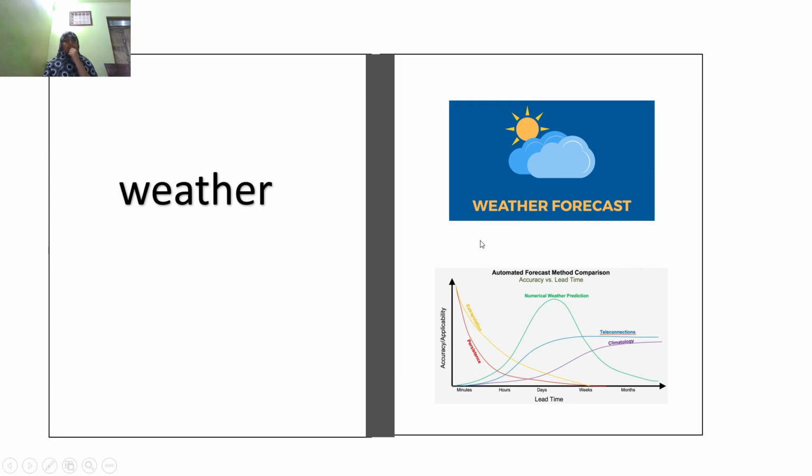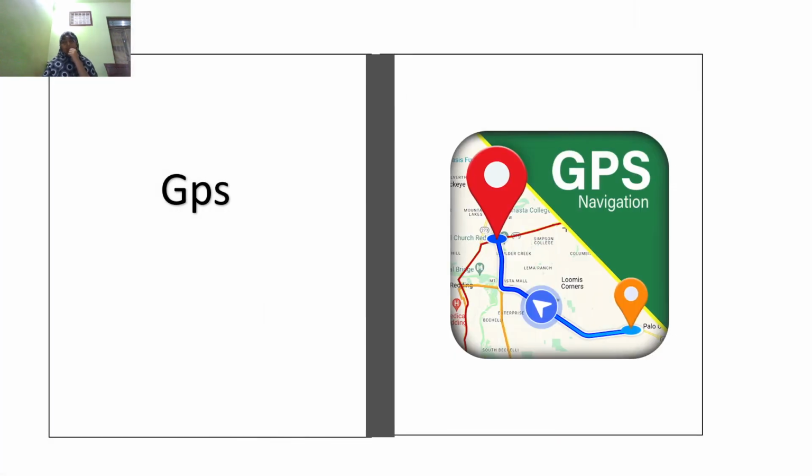Weather forecasts are done using functions. Without GPS, that is Google Maps, Swiggy, Zomato, nothing is possible. GPS navigation also uses functions. So you can understand that we need functions to solve problems in real life.